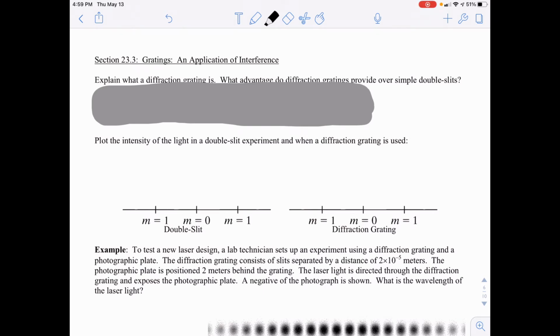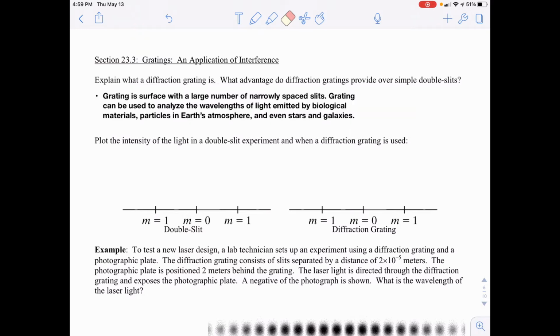Section 23.3, Gratings, an application of interference. Explain what a diffraction grating is. What advantage do diffraction gratings provide over simple double slits? Let's take a look. A grating is simply a surface with a large number of narrowly spaced slits. So in other words, not just 2 slits, but maybe 10,000 slits in a 1-inch spacing or more.